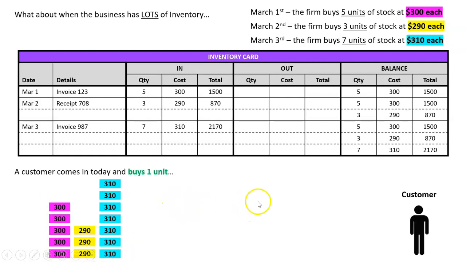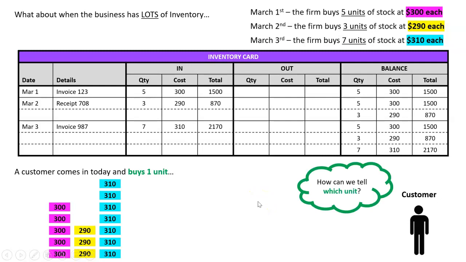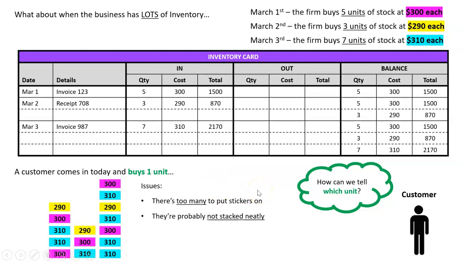Customer comes in today and buys 1 unit. Which unit do they buy? How can we tell? Well, it's actually quite easy to see on the screen here because they're all different colored, but that's not the way the world works in business. So the issues we have are there's too many of these to put stickers on. Like I've just done 15 units. We could have 1,000 units. You wouldn't put stickers on. It's not practical, it takes time, and it doesn't look good either. So that's another reason not to do it.